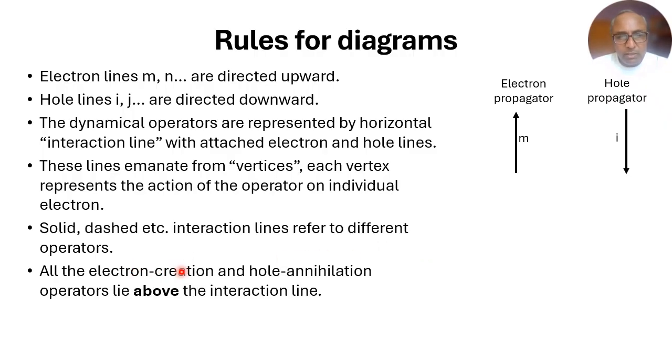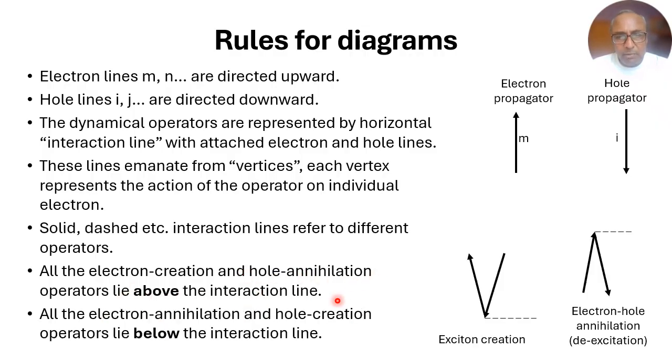All the electron creation and hole annihilation operators lie above the interaction line. Thus, an exciton creation is represented by this diagram, and all the electron annihilation and hole creation operators lie below the interaction line. Thus, an electron-hole annihilation or de-excitation is represented by this diagram.